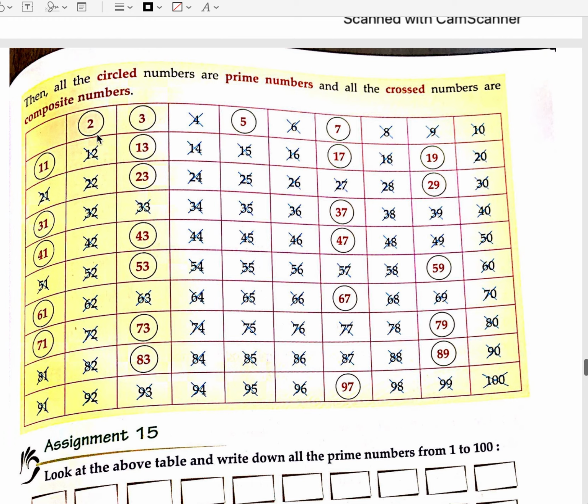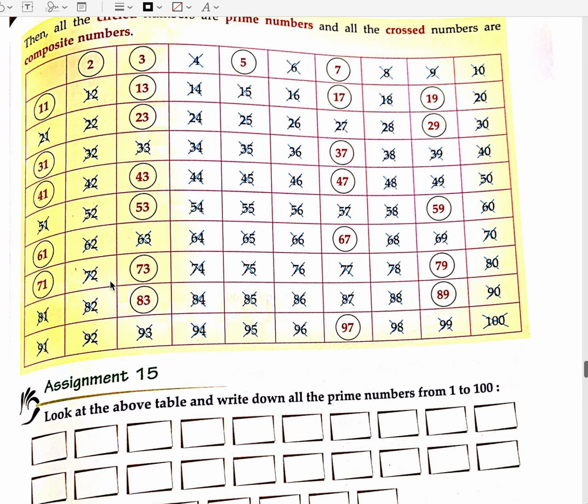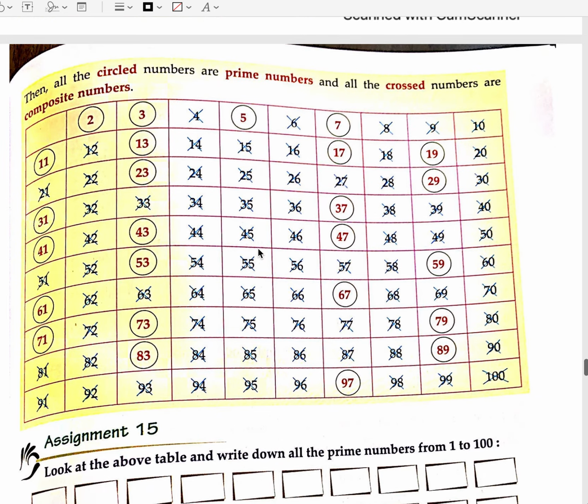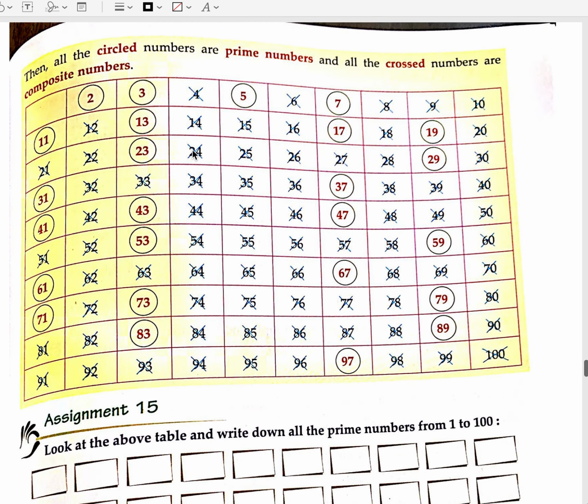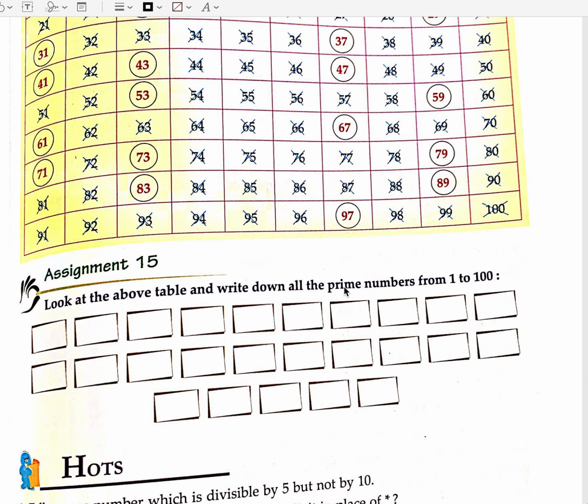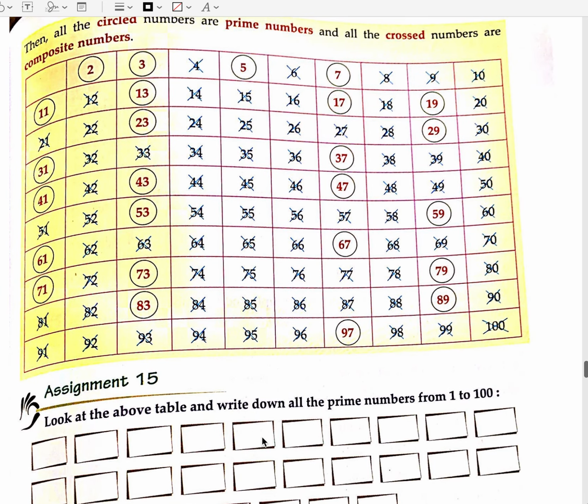So as we do it, we circle 2 and then we cross out the multiples. Then we do it with 3, 5, 7, 11 and so on until we get all the circled ones, which are prime. So let's look at the above table. In the above table, we just have to write all the numbers which are circled, which you can do for homework.